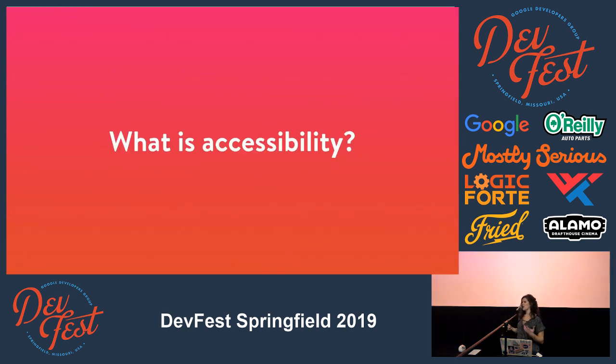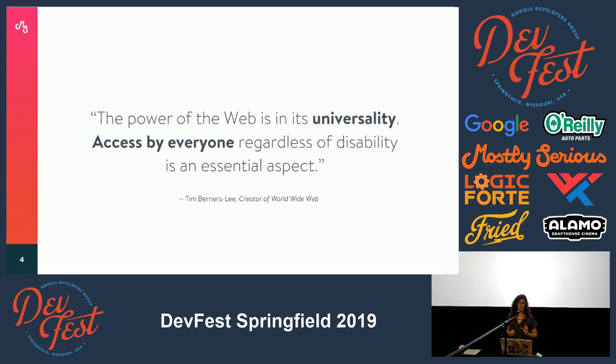So just want to start from a high level. I know that we have people here from a wide variety of backgrounds, beginners to experts in their field, but even an expert might not necessarily know what accessibility is, what it means, or why we want to do it. So just want to start with a quote from the creator of the World Wide Web, Tim Berners-Lee. "The power of the web is in its universality. Access by everyone, regardless of disability, is an essential aspect."